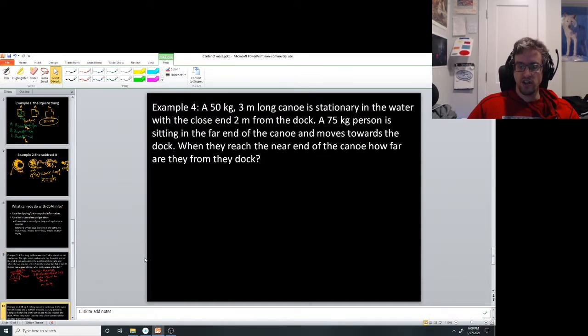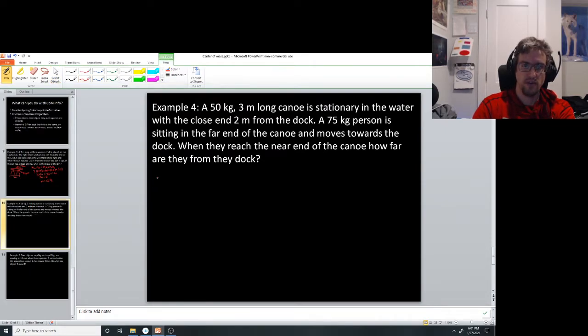All right, here's the separation thing. So basically, what we've got here is a setup where we've got a dock, then we've got water, and we've got a canoe. We got a person in it. And the person's going to move this way. When they move that way, the canoe moves back the other way. Oops, the person's not on that side anymore. They're on the close side.